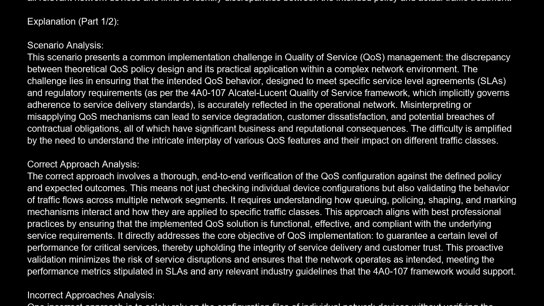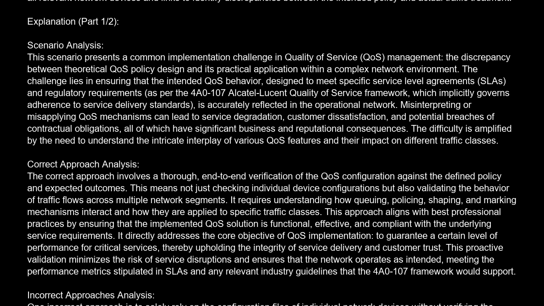The correct answer is C. Conduct end-to-end traffic flow analysis, verifying classification, marking, policing, and egress queuing behavior across all relevant network devices and links to identify discrepancies between the intended policy and actual traffic treatment.